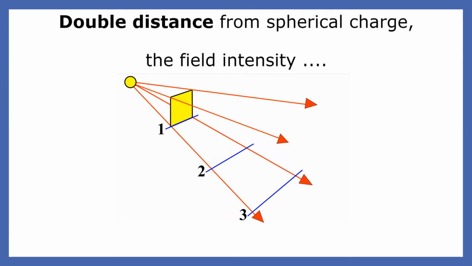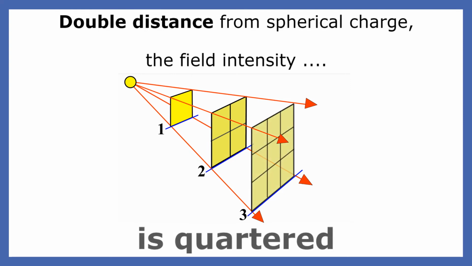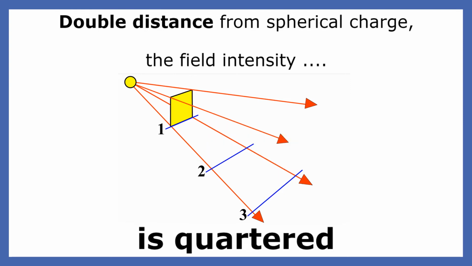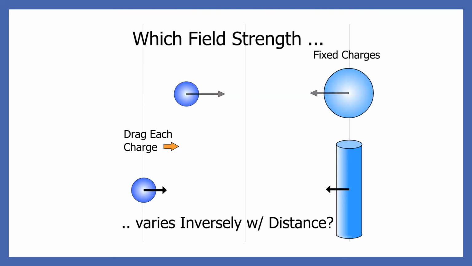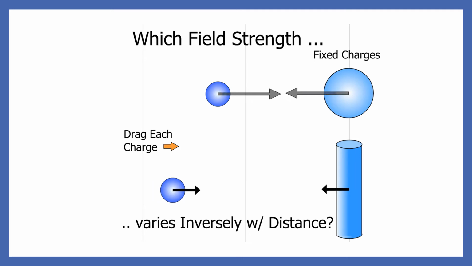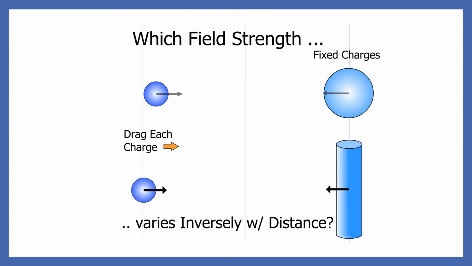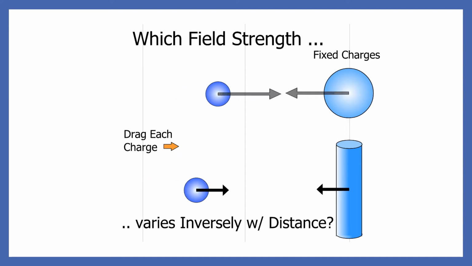When you double the distance from a spherical charge, the electrical field intensity would be quartered. Conversely, when you halve the distance, the field intensity now quadruples. As you move closer to a charge, not only does the field intensity increase, so does the force. Also notice that the force each charge exerts on the other is equal but opposite.